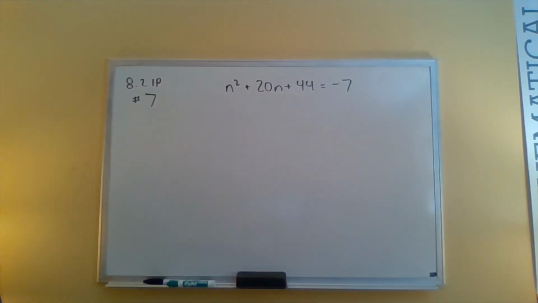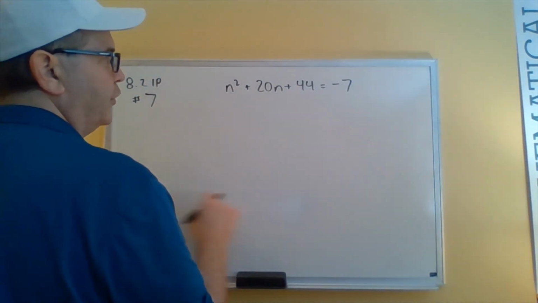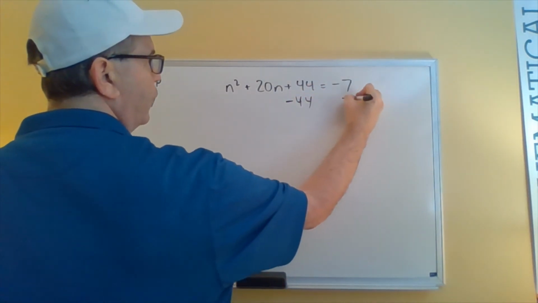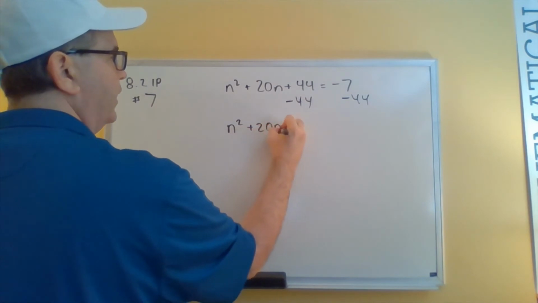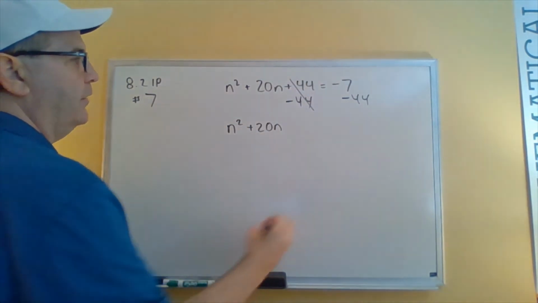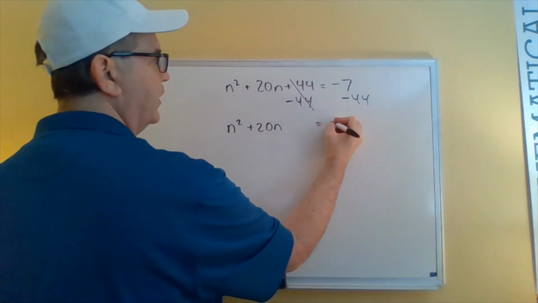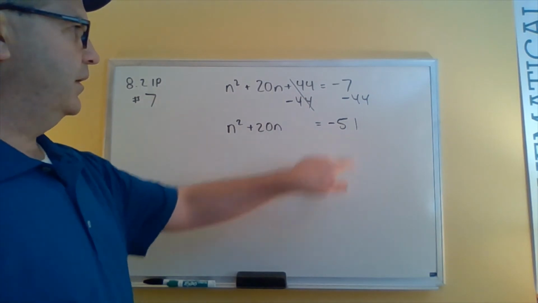Number 7, we're given n squared plus 20n plus 44 equals negative 7. Need to rewrite this so my variable terms are on the left, my constants on the right. So I'm going to subtract 44 from each side. I'll end up with n squared plus 20n, my 44's cancel each other out, equals negative 7 minus 44. That's going to give me a negative 51. So now my variables on the left, constant on the right.